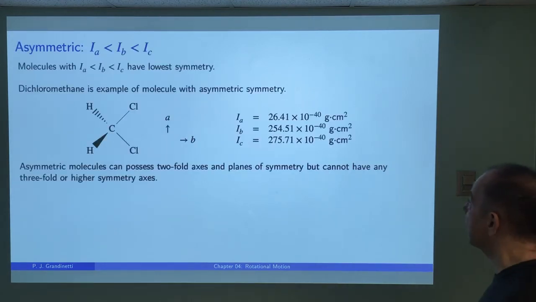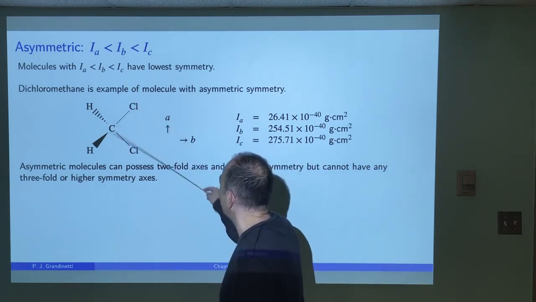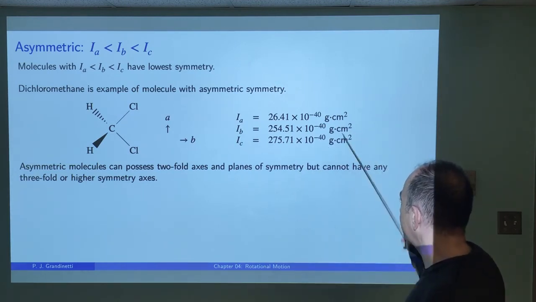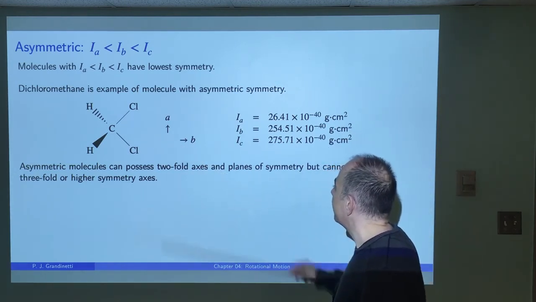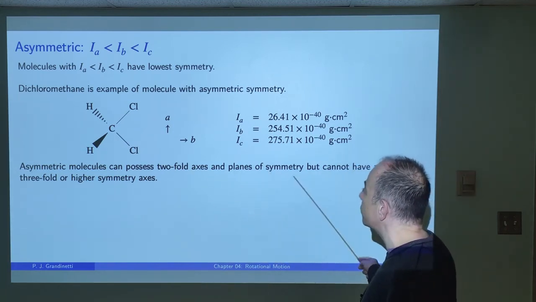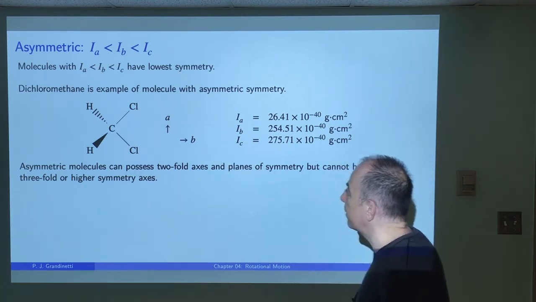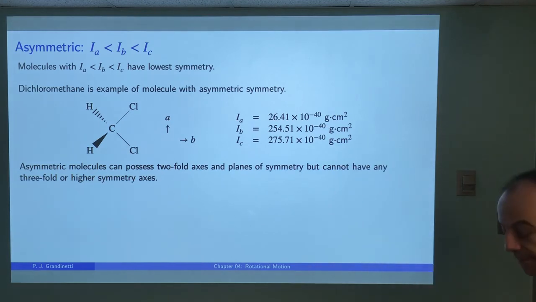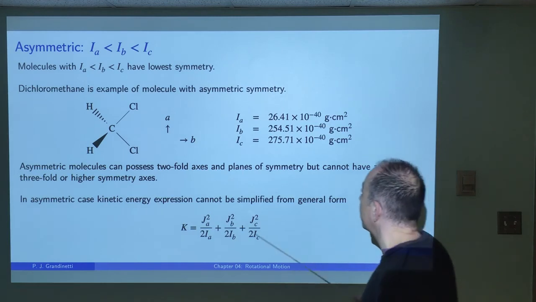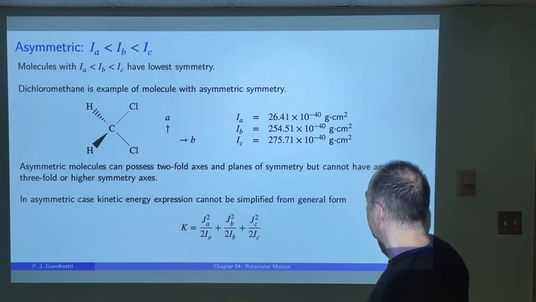And in the asymmetric case, where A, B, and C are unequal to each other, a simple example would be something like dichloromethane, and here are the components you would calculate for typical bond lengths. The asymmetric molecule, you can see in this case, has a twofold axis and planes of symmetry, but doesn't have the threefold or higher, so that means it's not going to move into the symmetric case; it's going to stay in the asymmetric category. And for the energy, because all of these are different, we go back to our original expression that we derived at the beginning of this lecture.